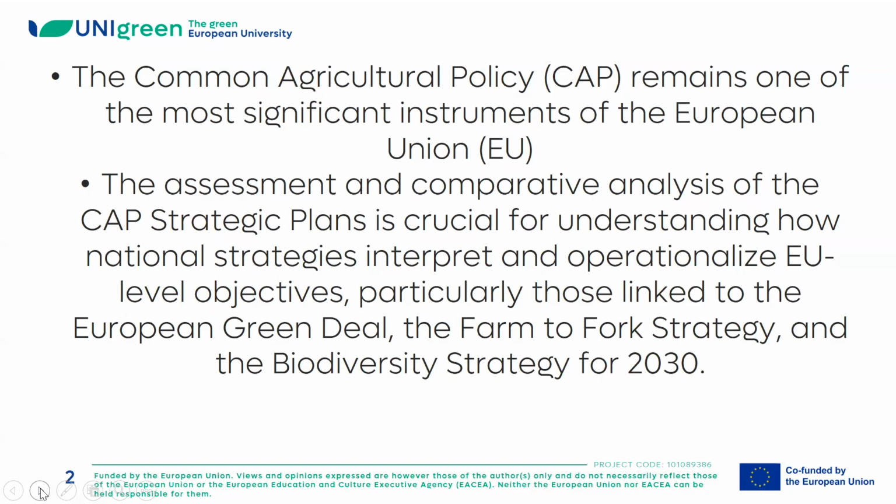By examining how national strategic plans align with the European Union priorities, such as the Green Deal, the Farm to Fork strategies, and the Biodiversity Strategy, we can identify both synergies and also some issues in implementation. Understanding these dynamics is crucial for ensuring that agricultural policy not only supports farmers and rural communities, but also contributes to climate neutrality, environmental protection, and food security.